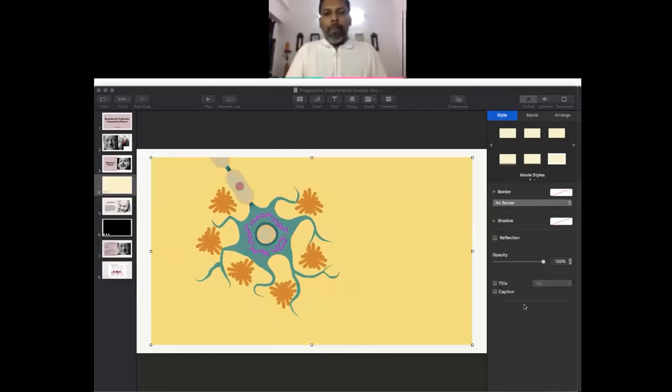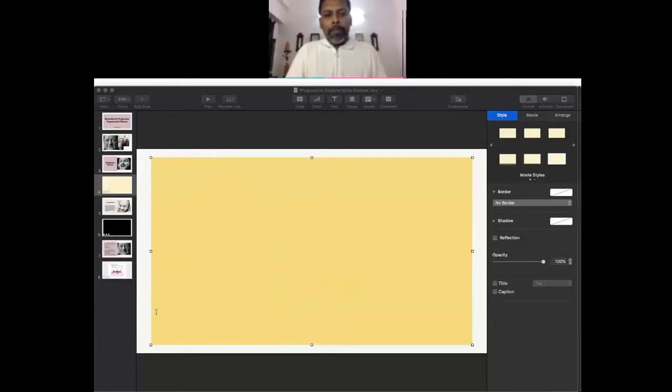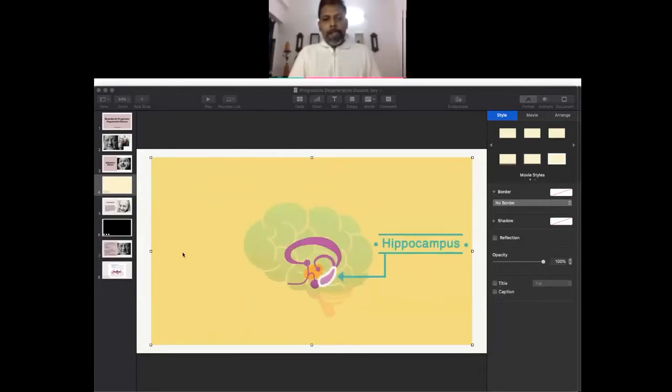When lots of cells die, this causes the brain to shrink. In Alzheimer's disease, the hippocampus is usually one of the first areas of the brain to be affected. The hippocampus has a vital role in forming memories. So someone in the early stages of Alzheimer's disease will often have trouble forming new memories.